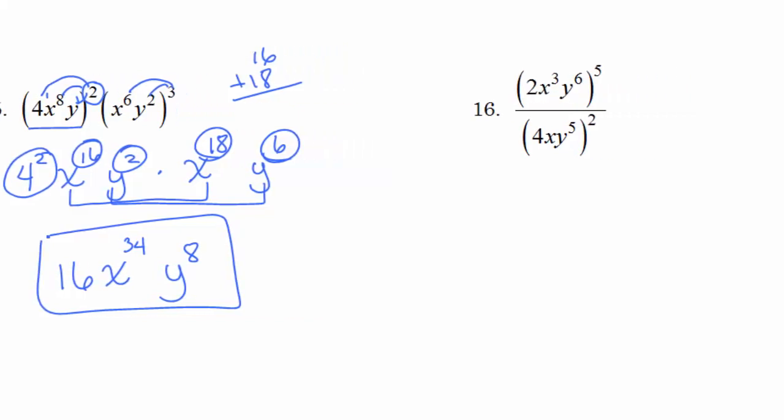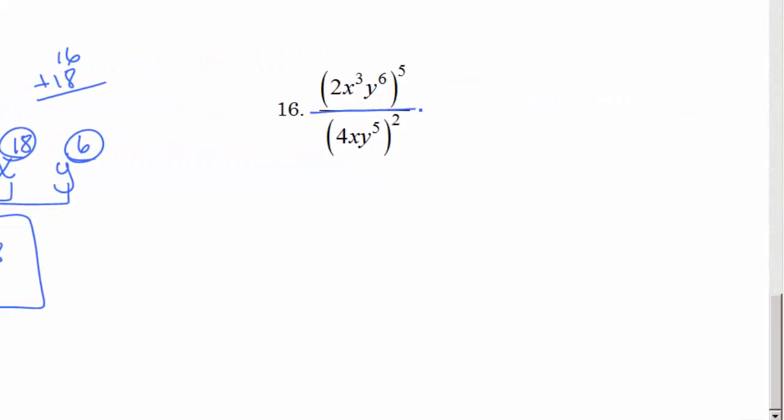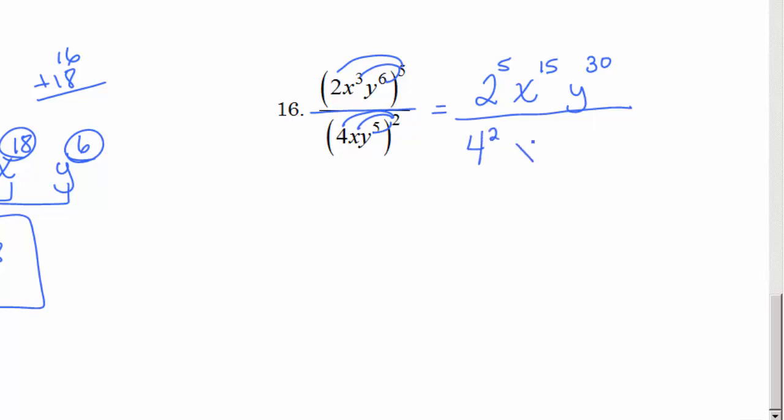Number 16 is really like number 15, except instead of multiplying, we have division. So we're going to do exactly the same thing. I'm going to take this 5 and I'm going to make it go to everything in that parenthesis, including the 2. So again, multiplying those exponents. On the bottom, the 2 is going to go to all of that part. All right, let's do those numbers. Let's simplify those numbers first.